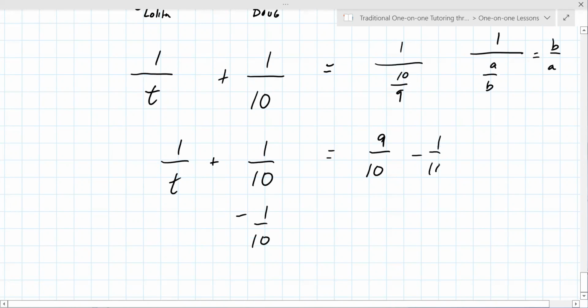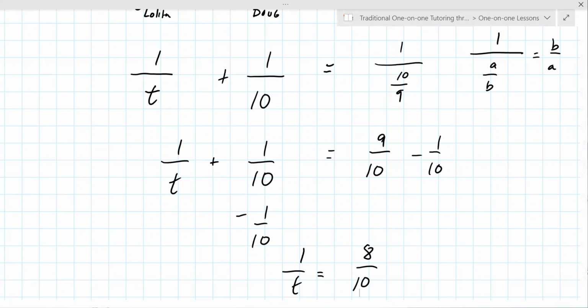You can multiply each side by 10. I would clear this number because this is a number and not a variable expression. I would clear it and move to the other side. So you get 1 over T equals 8 over 10. And then you would multiply by T to get rid of the T in the denominator.